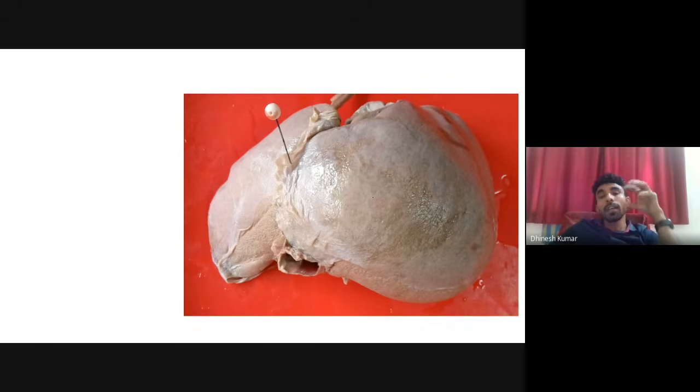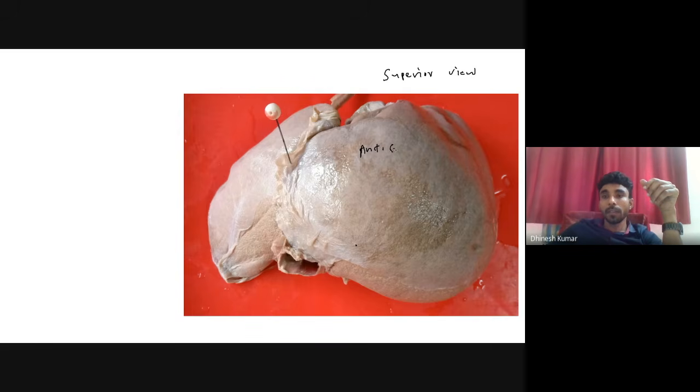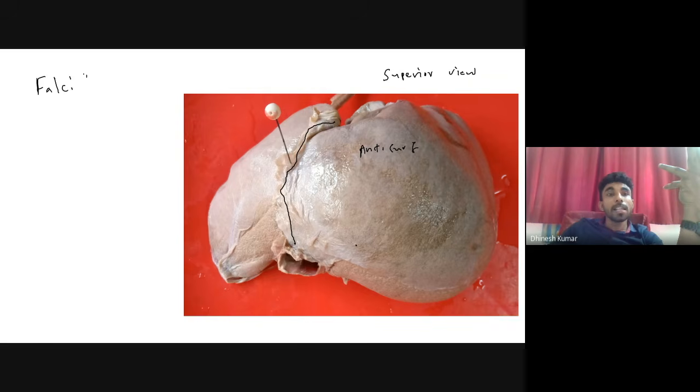Actually, you are seeing the liver from above. So actually this is the superior surface, this is the anterior surface of the liver. Do you see one ligament, one glistening structure attached here? Okay, the pinned structure is the falciform ligament.